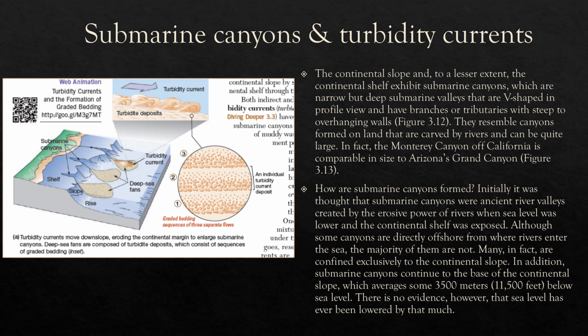So turbidity currents move downslope, eroding the continental margin to enlarge submarine canyons, and then deep sea fans are composed of turbidite deposits, which consist of sequences of graded bedding. So these are the deep sea fans, which have the sequence particularly of graded bedding.